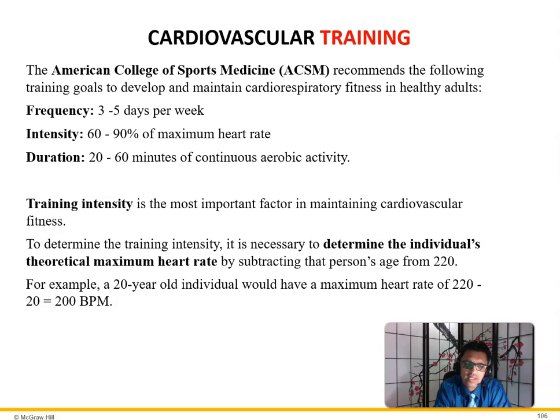To determine the training intensity, it is necessary to determine the individual's theoretical maximum heart rate by subtracting the person's age from 220. Like I told you, if you're 20 years old, 220 minus 20, your maximum heart rate is 200 beats per minute.